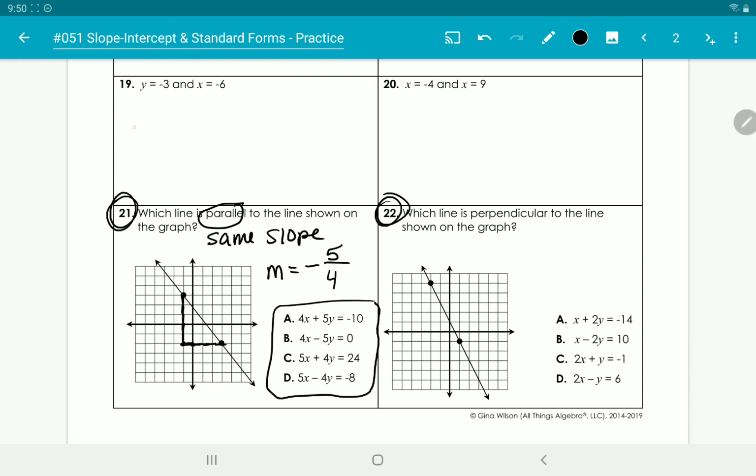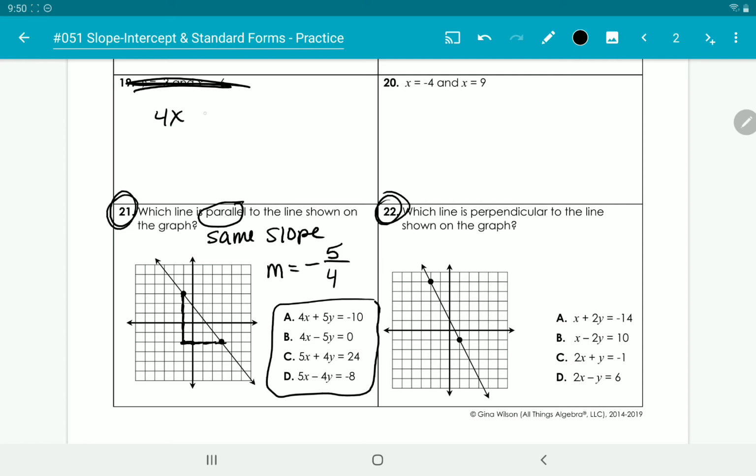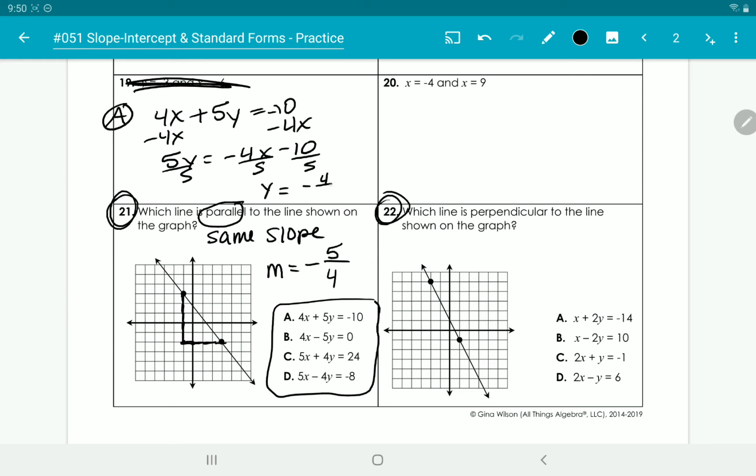So I'll do the first one for you. We're going to ignore number 19 up here. We're going to do A. If we look at A, we have 4x plus 5y equals negative 10. Okay, so we're going to solve for y. We'll get the 4x on the other side, giving us 5y equals negative 4x minus 10. Divide everything by 5. Okay, gives us y equals negative 4 over 5 x minus 2.